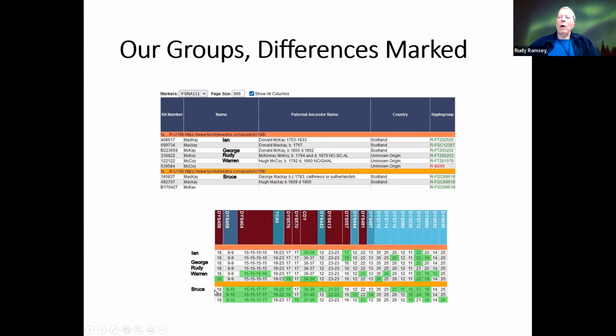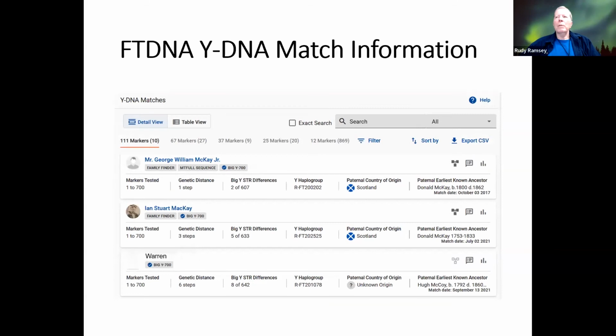So you might suppose, just on the basis of this much information, that of these 5 folks, George is my closest relative, Ian is next, then Warren, then Bruce. That turns out not to be exactly right. You have to regard the genetic distance from STR analyses as an approximation. But there's a way to get much closer, and that's through SNPs and haplogroups. I'm hoping that's what comes up next.